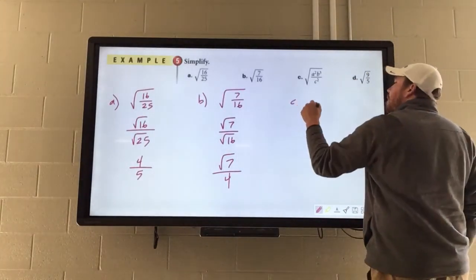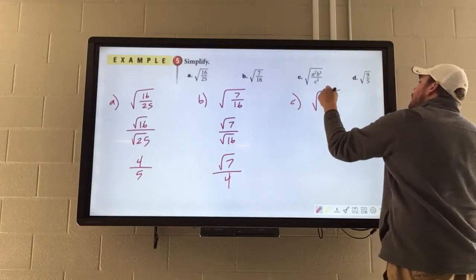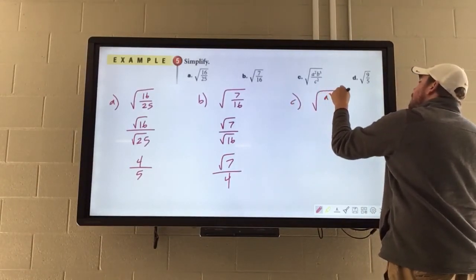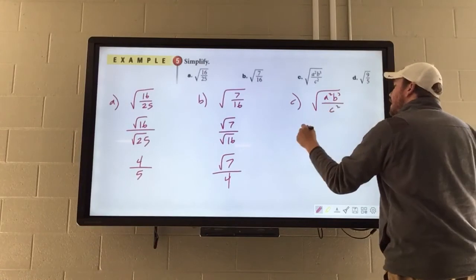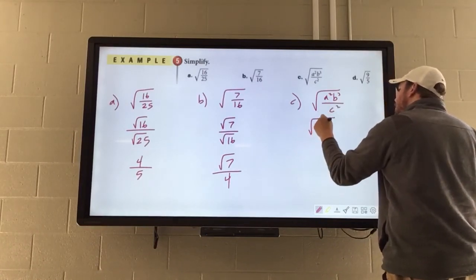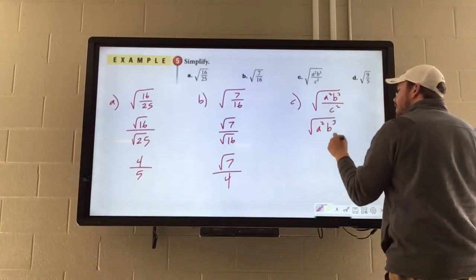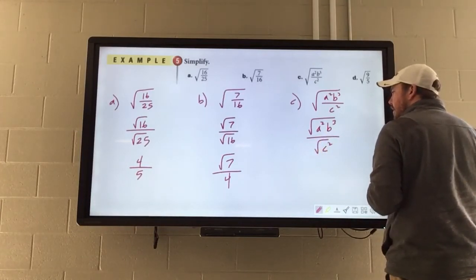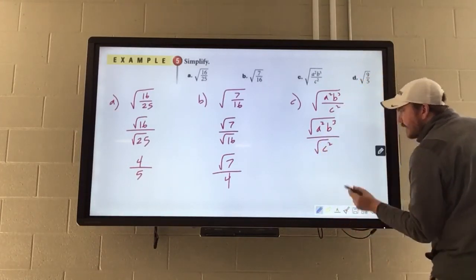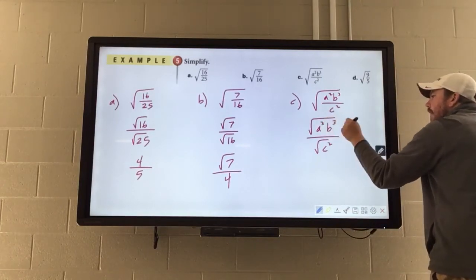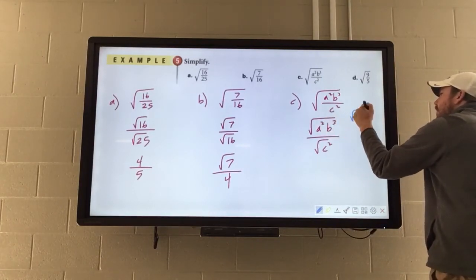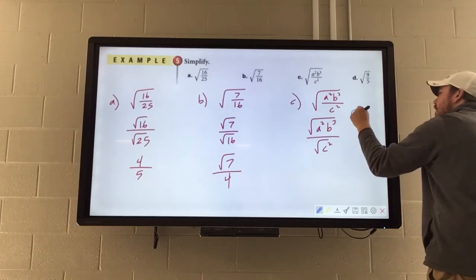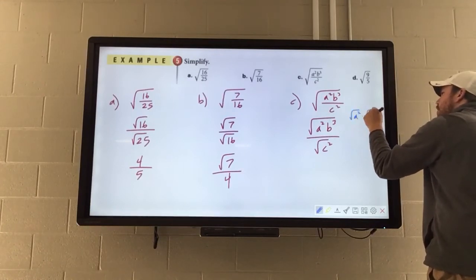For C, the square root of a squared, b to the third, over c squared can be rewritten as the square root of a squared, b to the third, over the square root of c squared. Now, I'm going to do this off to the side here. The square root of a squared, b to the third can be rewritten as the square root of a squared times the square root of b squared times the square root of b.